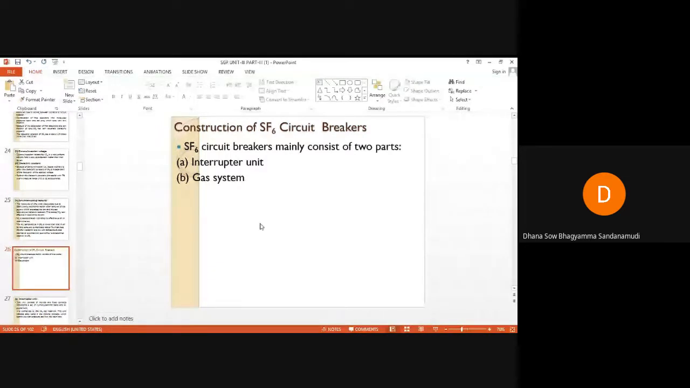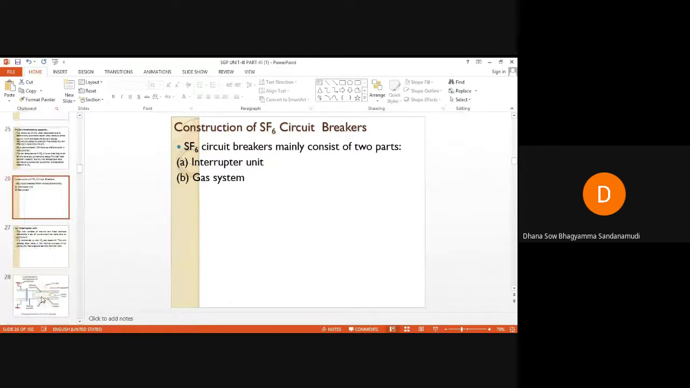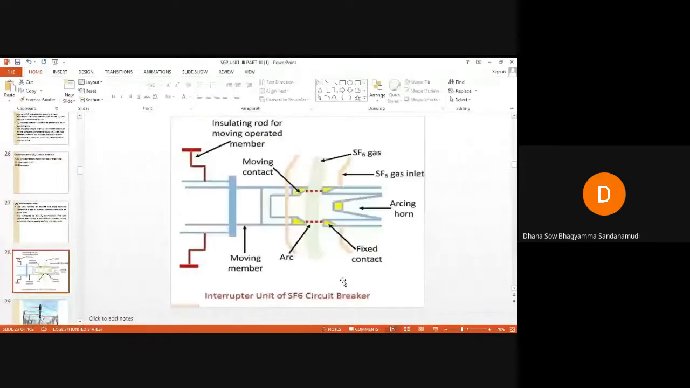Okay then, the construction of the SF6 circuit breaker. Is it visible now? Yes, ma'am. So an SF6 circuit breaker mainly consists of two parts: the interrupter unit and the gas system. You can see this is the interrupter unit. The gas system is not shown here, but this is the inlet for the gas into the circuit breaker.